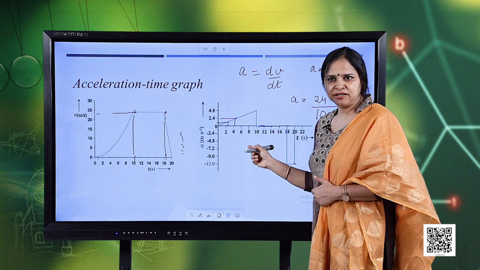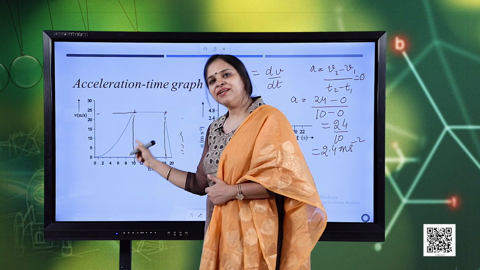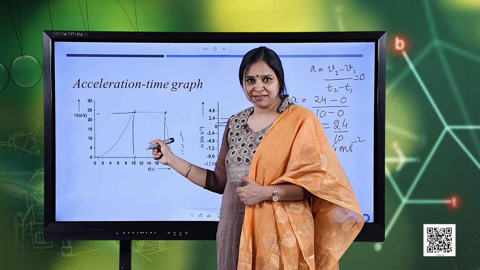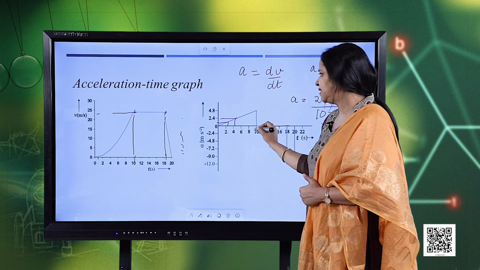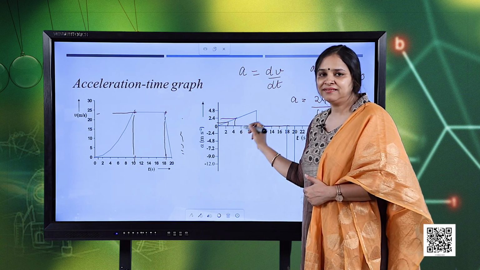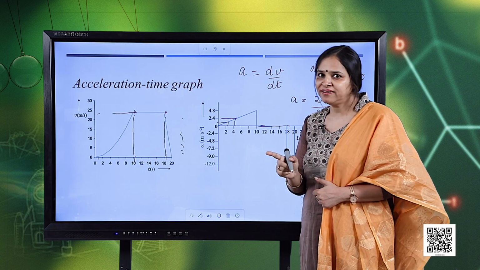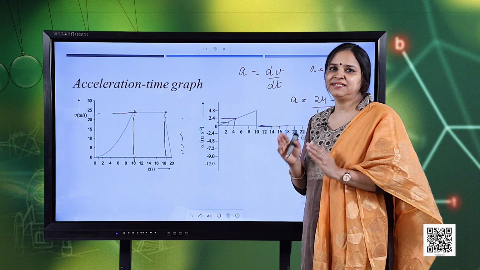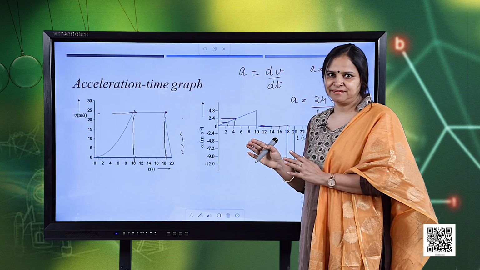So, in this region of 0 to 10 second, what do we observe? That the average acceleration is 2.4 meter per second square. But if we actually see the graph, at every instant the acceleration is different. So, we can say that average acceleration is not the same as the instantaneous acceleration at different instants.